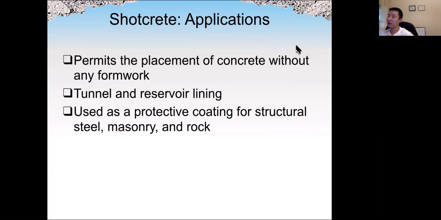For applications of shotcrete, we can use it in places where setting up formwork is not very easy, for example, tunnel and reservoir lining. We can also use shotcrete as a protective coating for structural steel, masonry, or rock. For structural steel, the building code specifies we need a certain type of fireproofing coating. So shotcrete is one of the options to fireproof structural steel members.